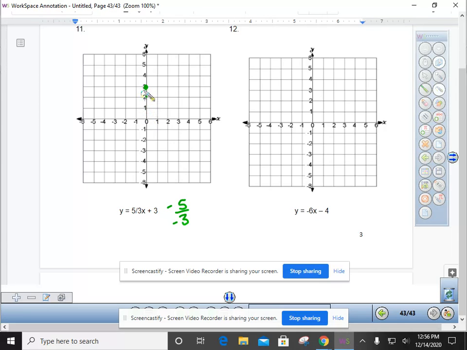1, 2, well, everybody watch. 1, 2, 3, 4, 5. Then we go over to the left, 1, 2, because it's a -2, and for negative you go backwards, right? Is that still a positive slope? Is it still going up? Yes. So now y'all do number 12.